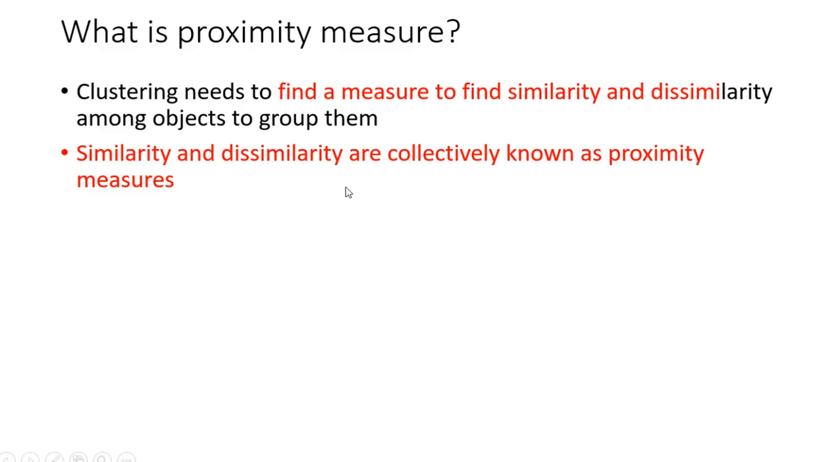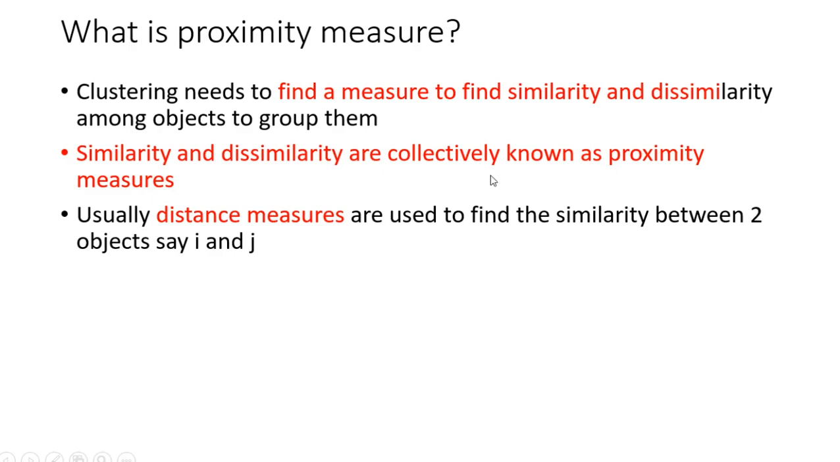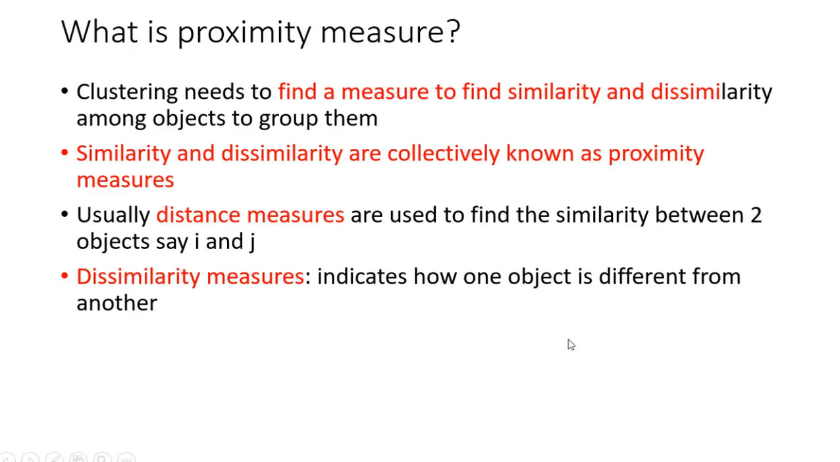So similarity and dissimilarity are collectively known as proximity measures. And how do you find out? The question is, how do you do it? Mathematically, it's very simple. We use some distance measures in order to find a similarity or dissimilarity. Let's say I have two objects, object i and object j. So I find the distance between i and j, right? So that helps me to find the similarity and dissimilarity.